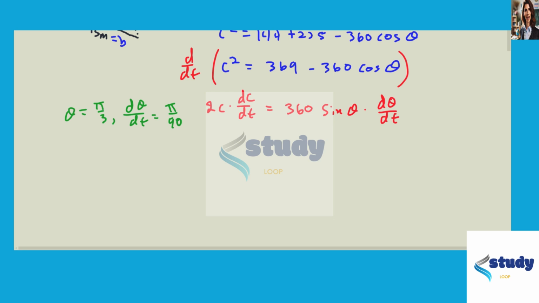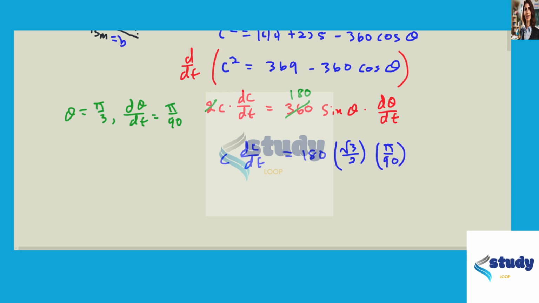So actually, I'll divide each side by 2 first, so that would just give us 180 here. And so we don't know what c is yet. We don't know what dc by dt is. That's what we're looking for. Then we'll have 180 times sine of pi third, which is going to be root 3 over 2. And then d theta by dt is supposed to be pi over 90.